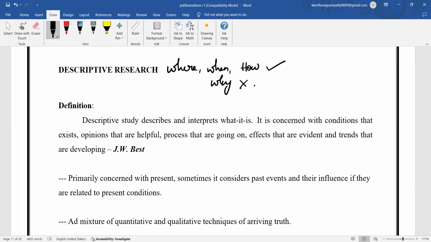But you cannot tell why they are purchasing that particular thing, because for a population of 100, 90% of the people are purchasing a thing, and each and every individual has their own different reason to buy that particular product. So by using descriptive research, you can only explain where, when, and how, but not why. Why is a very complex thing to analyze with the help of descriptive research.